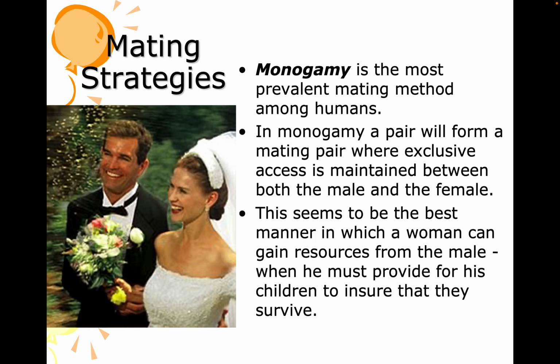Monogamy is the most prevalent mating method among humans. In monogamy, a pair will form a mating pair where exclusive access is maintained between both the male and the female. This seems to be the best manner in which a woman can gain resources from the male when he must provide for his children to ensure that they survive.